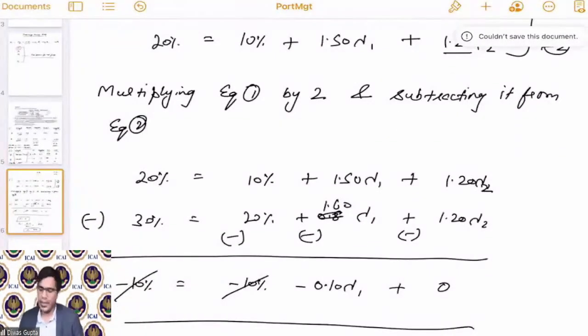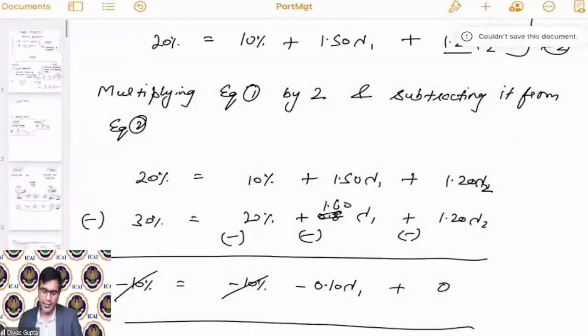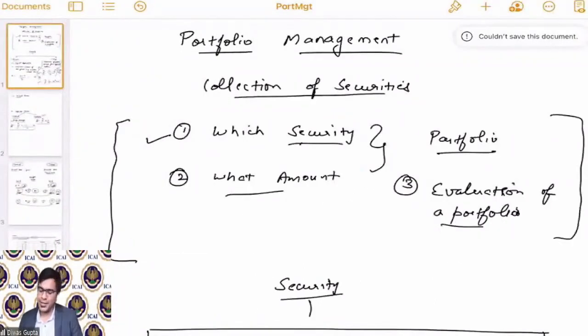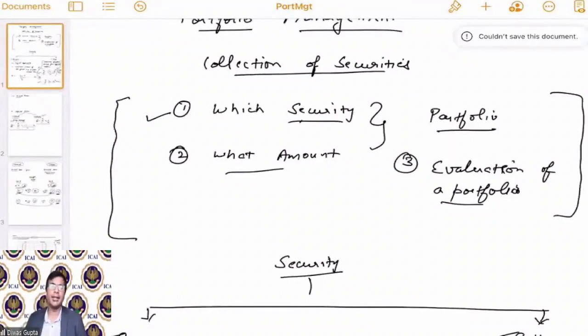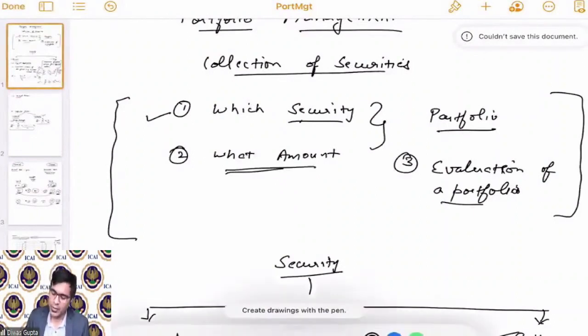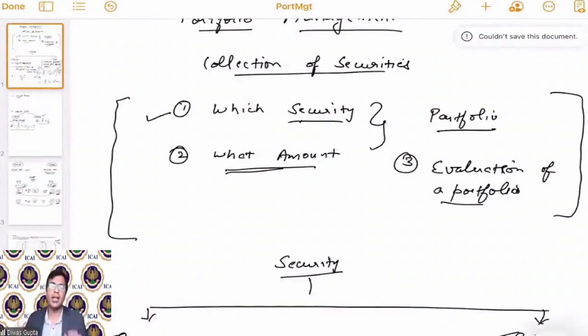Okay, students. Now let me go back to the first slide. Let me go back to the start of the session where I said that there are three points in the entire discussion that we are trying to answer. One is which security. Now all of us know how to evaluate a security through risk and return. We have studied the different types of theories as well: Markowitz portfolio theory, then Sharpe's index model, capital asset pricing model, and the arbitrage pricing theory. The amount is also given under the Sharpe's index model, which we are going to study in our next session.